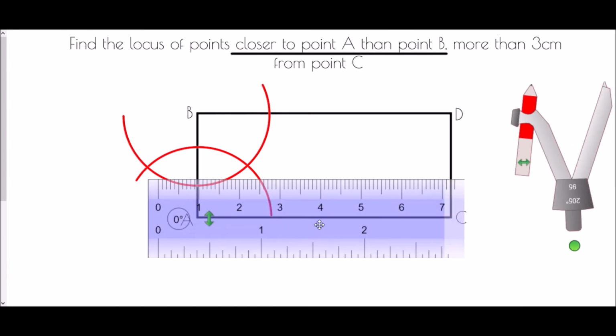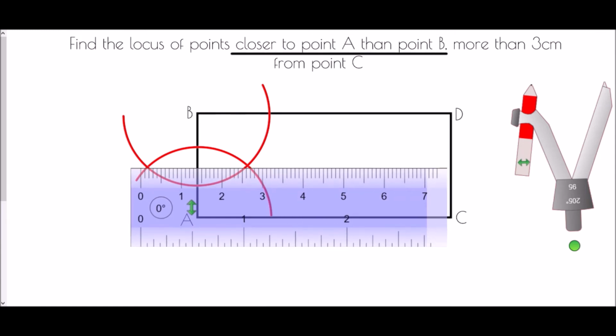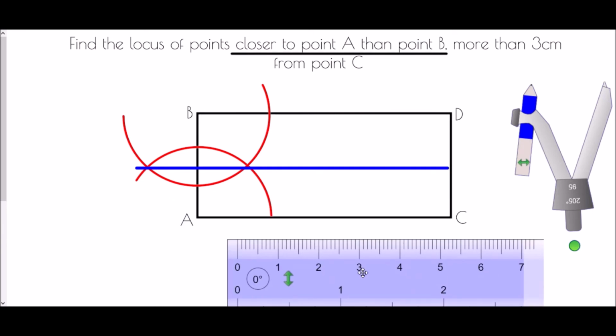I'm going to grab my ruler and draw in my perpendicular bisector through those two points, going as far as I possibly can, because it's very important that the line continues as far as it can in any of these diagrams.